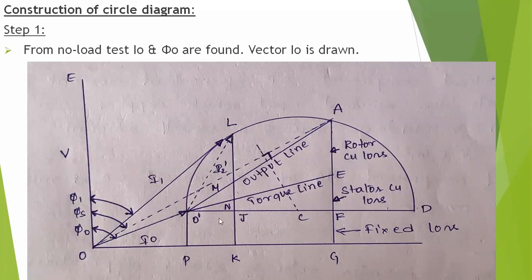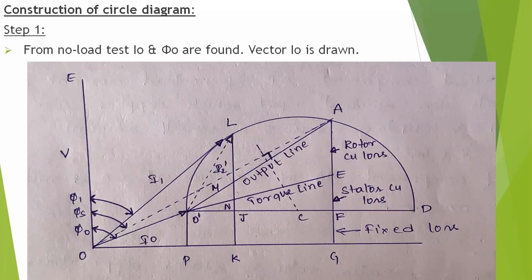This line O dash E is called the torque line. The torque line separates the stator and rotor copper loss. In between the stator and rotor copper loss, you have the torque line. Below it is the stator copper loss, and above it is the rotor copper loss, right?